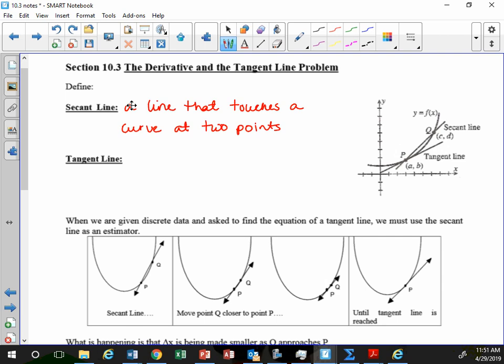What is a tangent line? Okay. Line touches a curve.